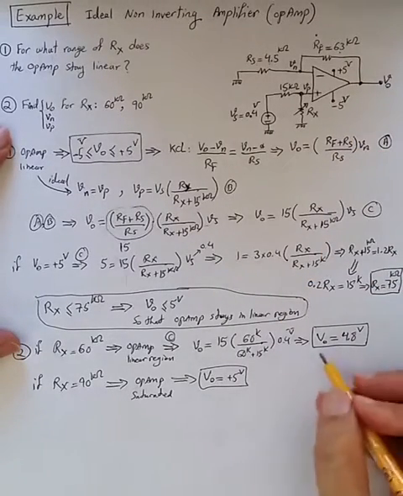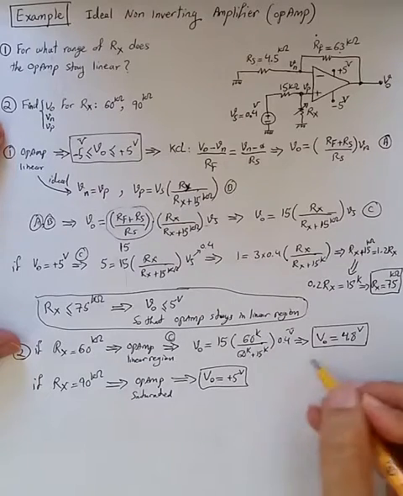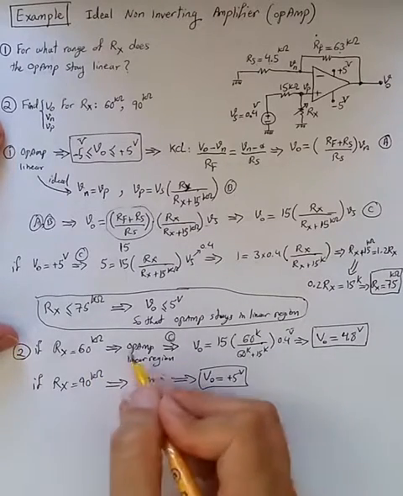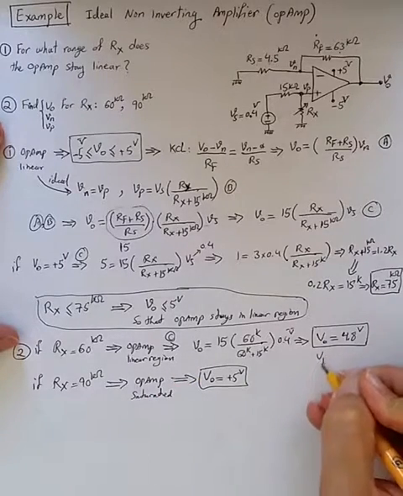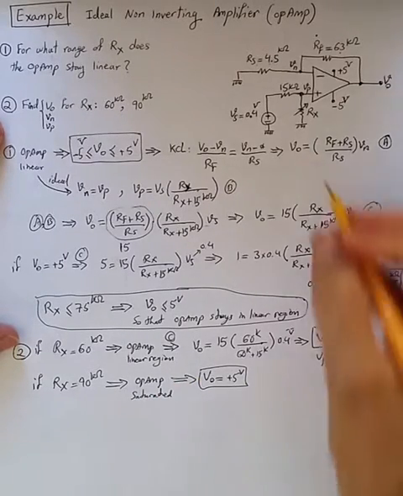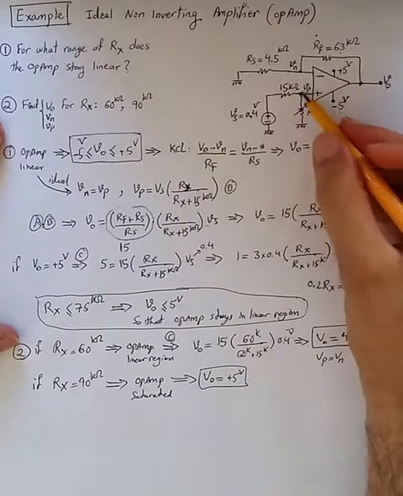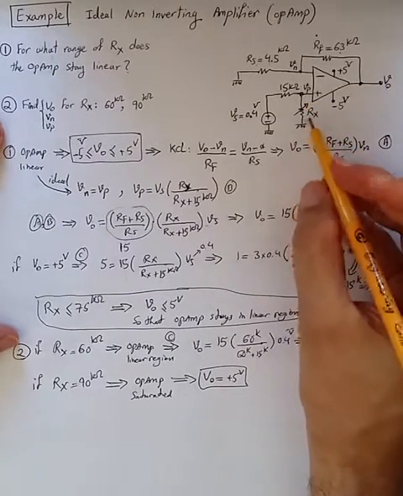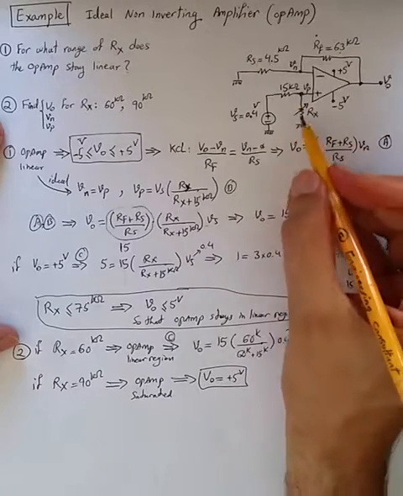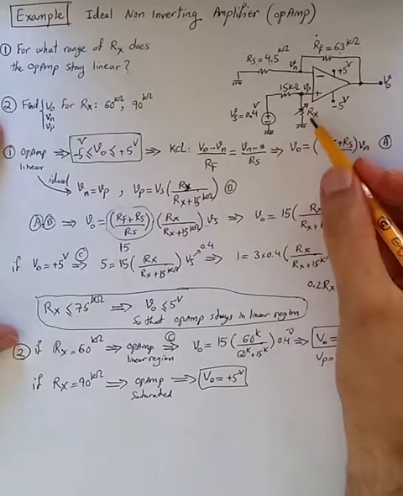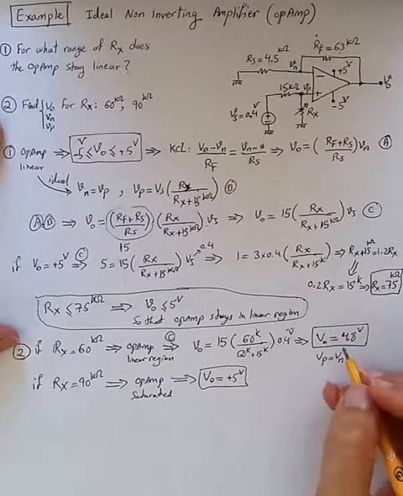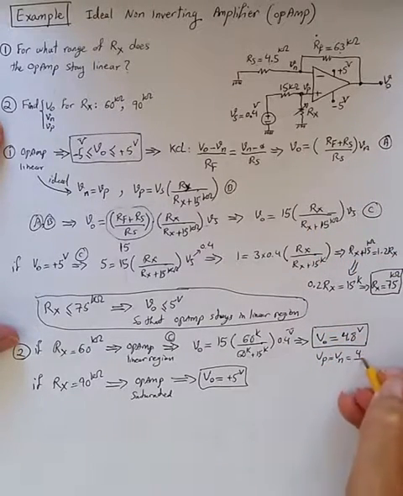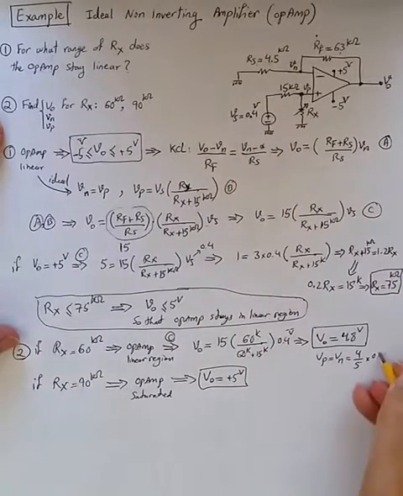And also to compute the value of Vp and Vn for the first case, since the op-amp is in linear region, we know Vp is equal to Vn, and it's easy to compute Vp because Vp is just the voltage divider between Rx and 15K, so it would be 60K divided by 60K plus 15K, which is 4 over 5 times Vs, 0.4 volt.